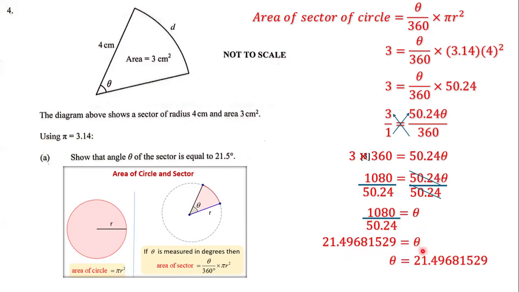And so what we can do here is round. Notice that this number here is 9. Once it's 5 or greater, because 9 is greater than 5, we round up. So that means that we add 1 to 4. And so we have that theta is equal to 21.5 degrees. And that's exactly what we wanted to show, because they tell us to show that theta is equal to 21.5 degrees. And that's exactly what we did. We showed that theta is equal to 21.5 degrees, correct to 1 decimal place.